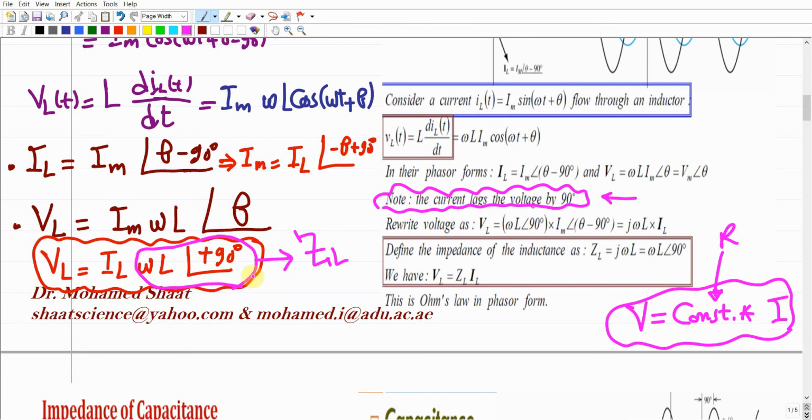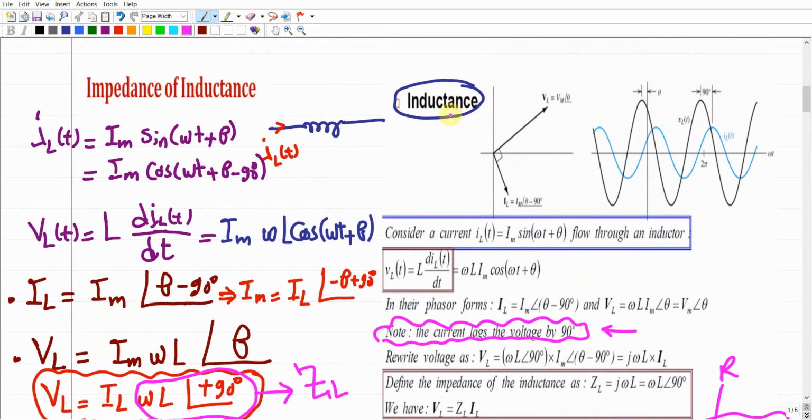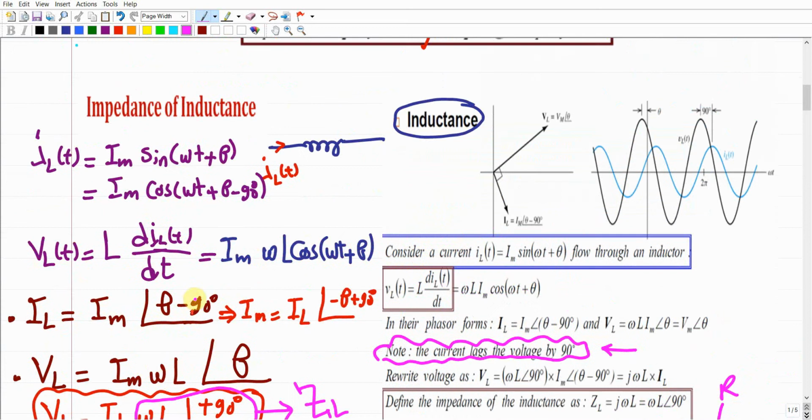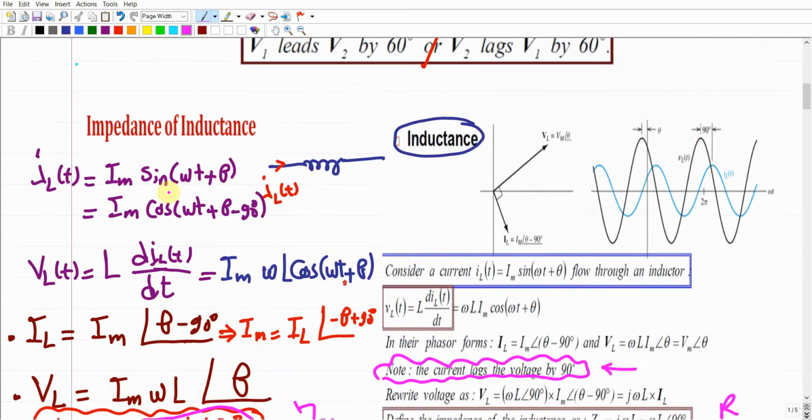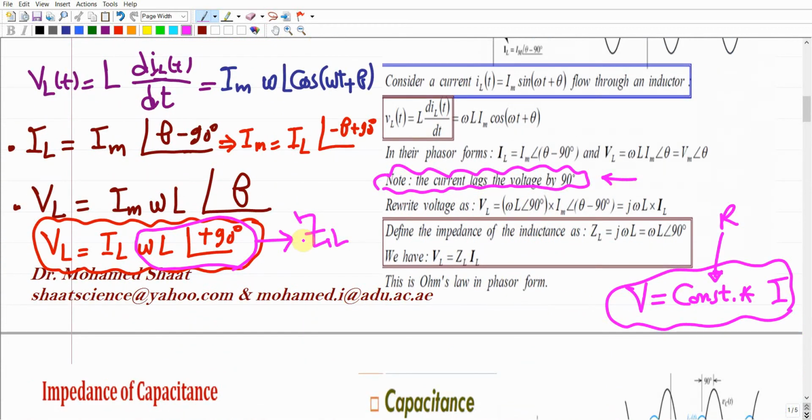So over the inductor, the voltage and the current in the phasor forms are gonna have the same Ohm's law, and they're gonna be proportionally related through a constant. This constant is commonly known as ZL, and this ZL is the impedance of the inductance that we're already talking about. So this ZL is the impedance for this inductor.